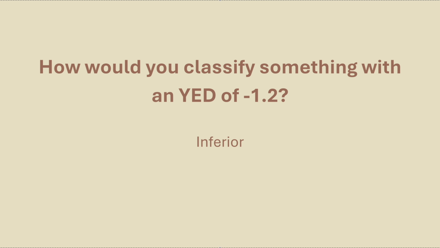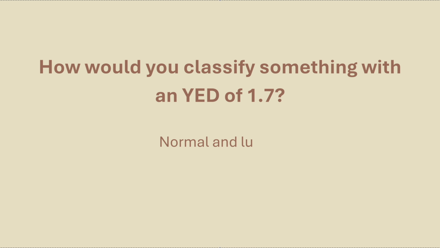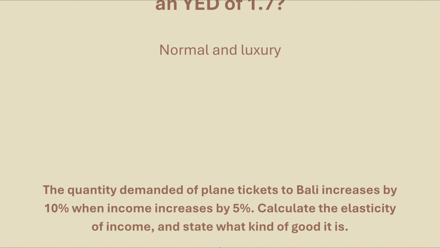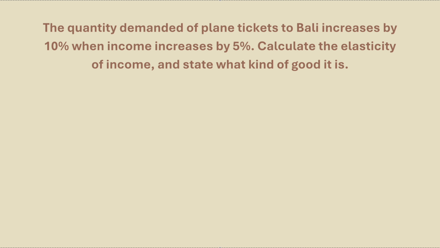It is inferior because it is negative. How would you classify something with a YED of 1.7? It is a normal good since it's positive, and it is a luxury since YED is more than 1. Here are some calculation questions now.